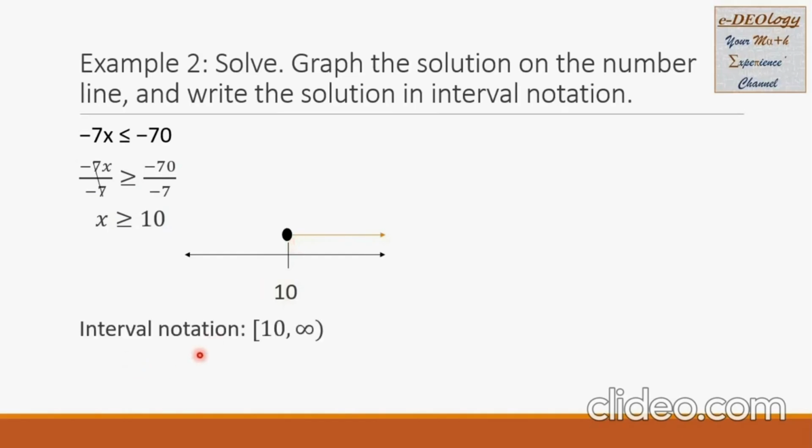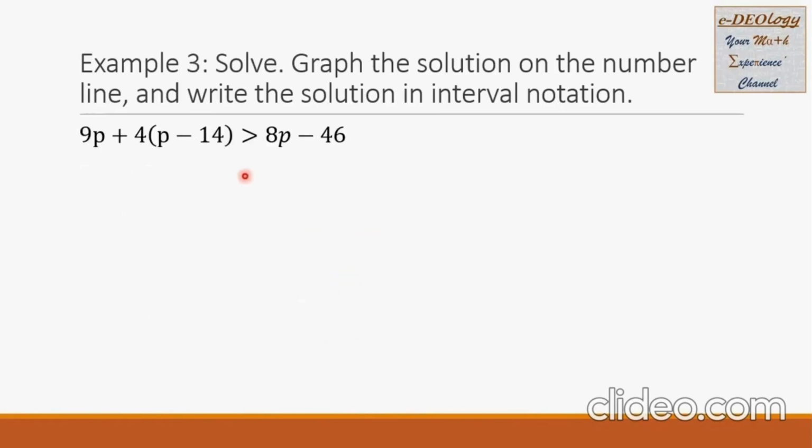For the interval notation, we're going to write all the solution set. It starts with 10. We use the square bracket here to denote that 10 is part of the solution, and then comma. In here we use infinity because the numbers on the right are unlimited. And then the close parenthesis here, because every time there is infinity, we use parentheses. So this is our final answer.